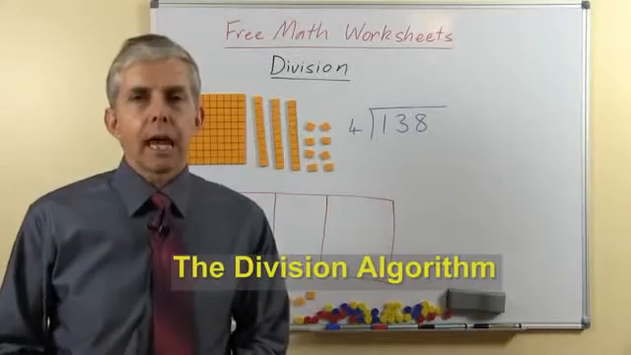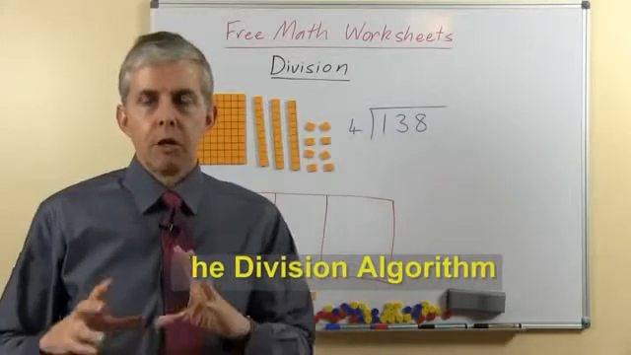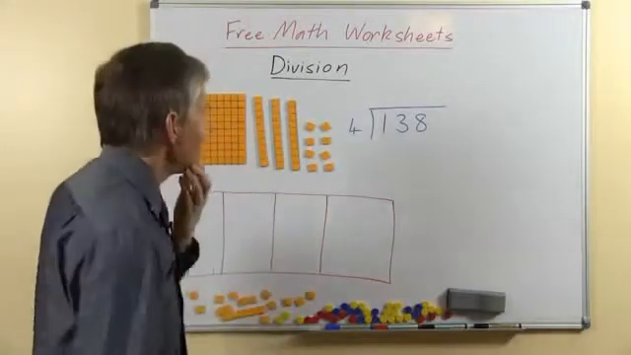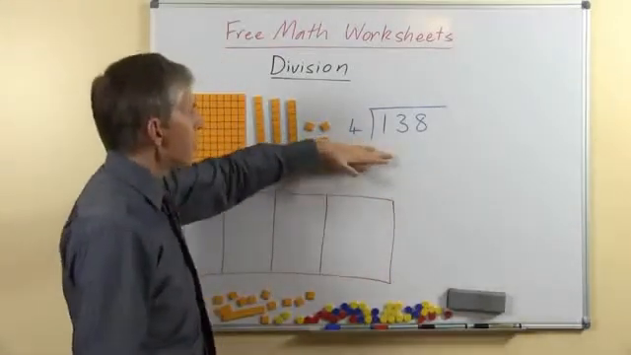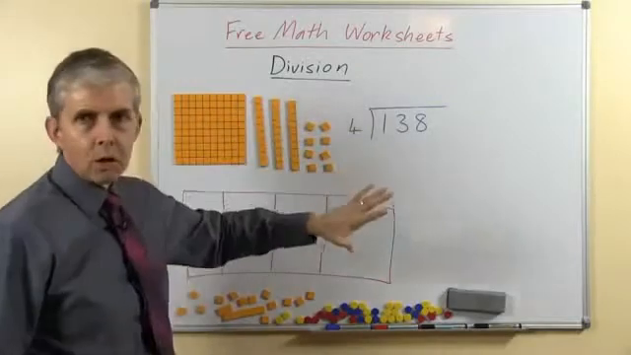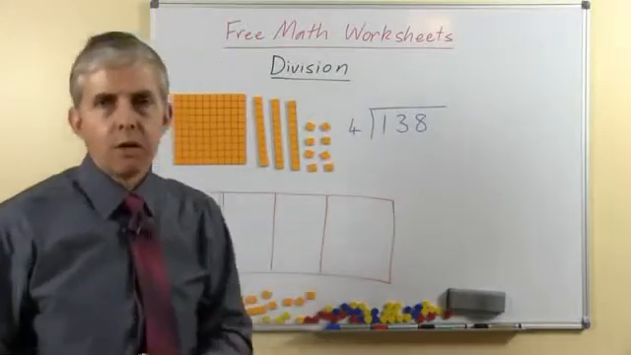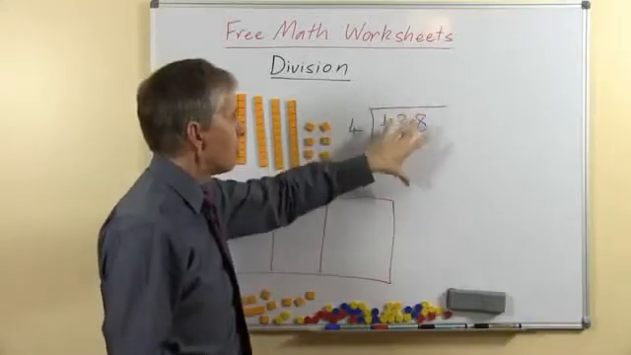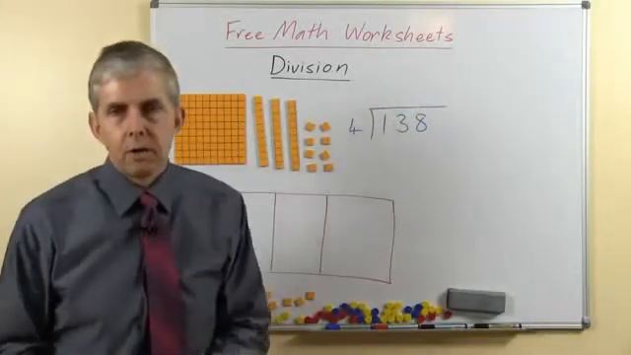This time we're looking at the division algorithm, so the written process for working out division. So this is our example question today, 138 divided by 4. I'm using base 10 blocks because they do such a fantastic job of illustrating the process and revealing what's hidden and what this process actually involves.